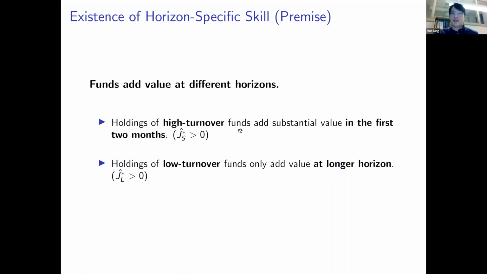Okay, and let me first show the first empirical result. The empirical result that's supporting the premise of our model is that there are horizon-specific skills. So we show that funds add value at different horizons, that holdings of high-turnover funds add substantial value in the first 2 months. So that is J star ahead is larger than 0. The short-term guys add value through their short-term holdings, and the holdings of low turnover funds only add value at longer horizons. That's they add value through their long-term holdings.